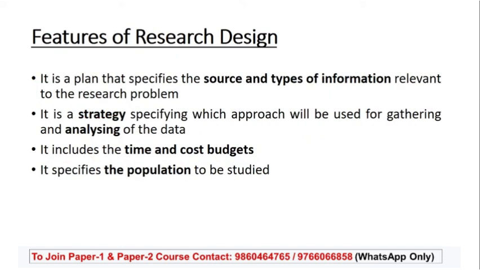Now, what are the features of research design? We'll quickly give a little attention to this. It helps us plan the source and type of information relevant to the research, so it gives relevant sources and information. It makes a strategy to analyze the data. It includes time and budget also, and it specifies the population. So you get an accurate answer with respect to source, type of information, strategy, analysis, time, cost and population. That's what research design is used for.